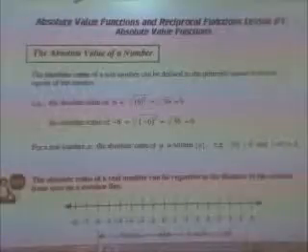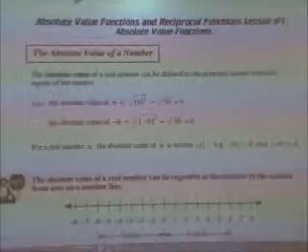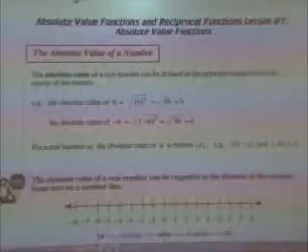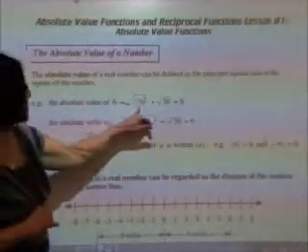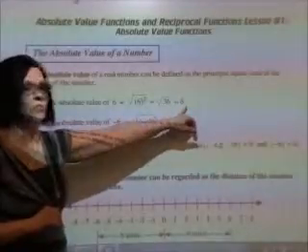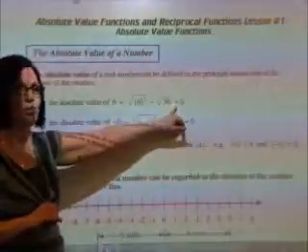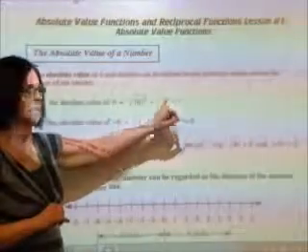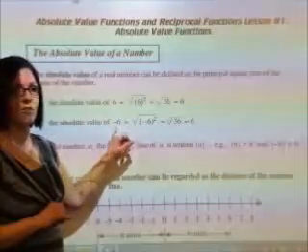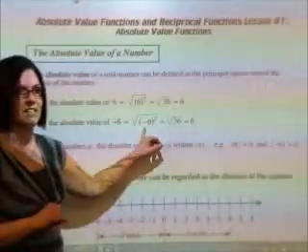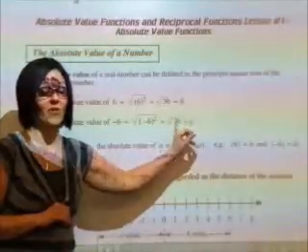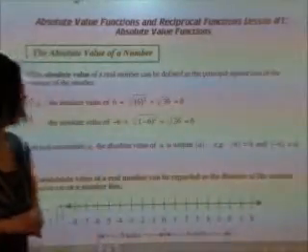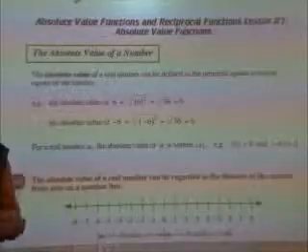So if we start off with what absolute value is. The absolute value of a real number can be defined as the principal square root of the square of that number. So the absolute value of 6 would be the square root of 6 squared, or the square root of 36, which would just be 6, because 6 would be the principal square root of 36. If I'm looking at the absolute value of negative 6, I take negative 6 and I square it, I get positive 36. The principal square root of positive 36 is 6.